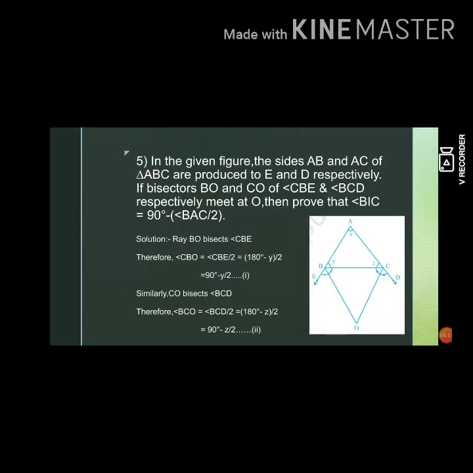Now the last question of today is question number 5. In question number 5 it is given that the sides AB and AC of a triangle ABC are produced to E and D respectively. If BO and CO, the bisectors of angles CBE and BCD, meet at O, then prove that angle BOC is equal to 90 degrees minus angle BAC by 2.